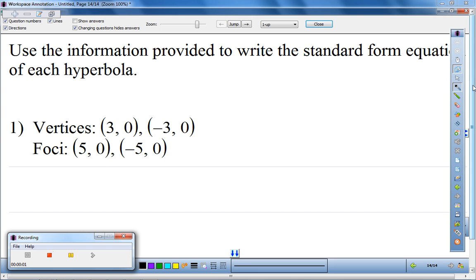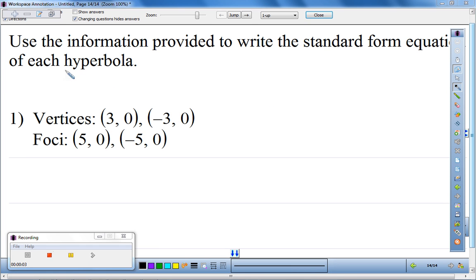Alright, in here, we're going to come up with the equation of a hyperbola, given some specific information. Now, we have to remember that when we're given the vertices, we're given the a value. So we need a squared. So a is equal to 3 or negative 3. If we square it, we end up with 9. So a squared is equal to 9.